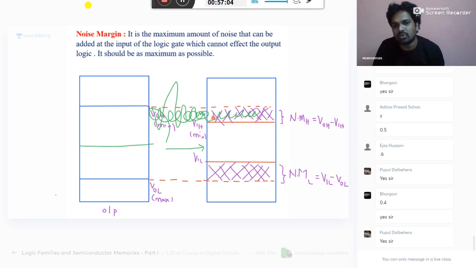This is how the system reads the input. It will not read it as 1. It decreases from here to here also, still it reads as 1 only. This is what we call noise margin.